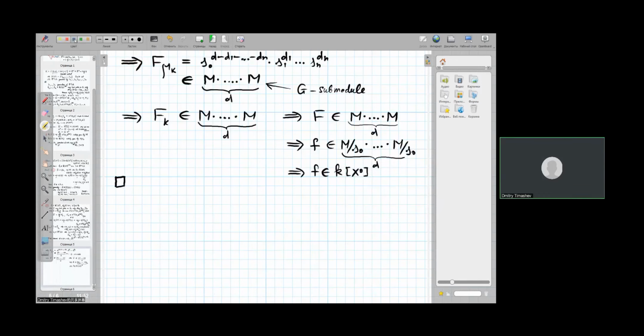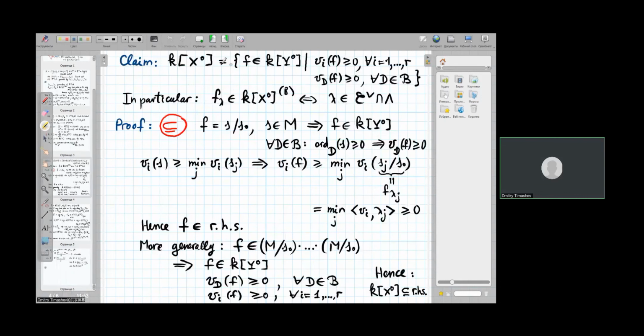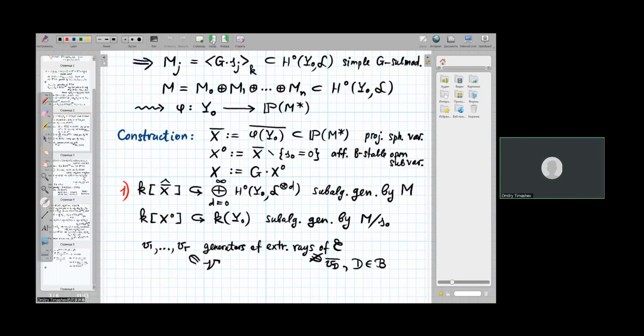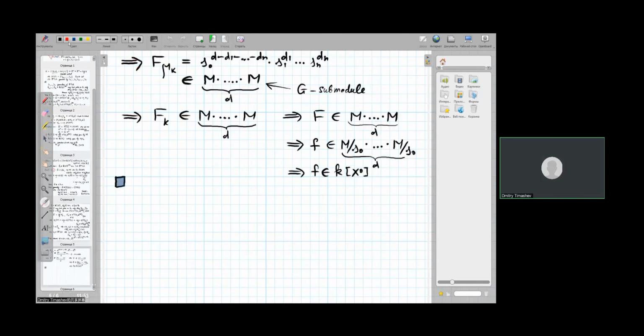Well, this claim was quite technical. So it describes the coordinate algebra in this affine open subset. This claim described the coordinate algebra of this affine open subset X naught, which we defined here as a complement to the hyperplane section in X bar. But this description has an important consequence. So this will be the second step of our proof.